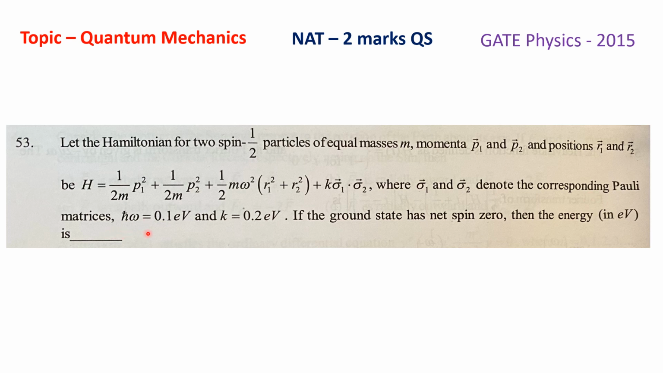H cut omega equals 0.1 electron volt and k equals 0.2 electron volt. If the ground state has net spin 0, then the energy in electron volt is, so we have to find the ground state energy for this given Hamiltonian of this system. Let us see how to solve this problem.